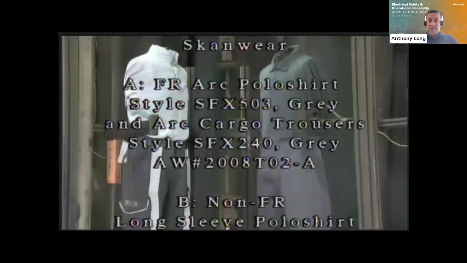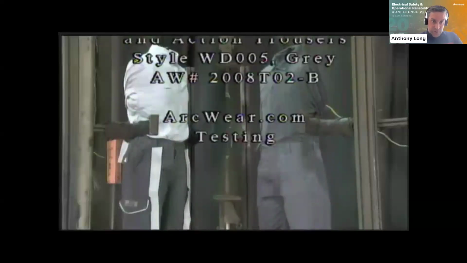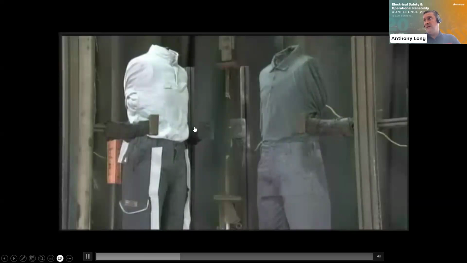In the video, you might be able to see between the 2 garments there are two conductors, and in between is a fuse wire, and there are sensors here and here, either side of the actual mannequins themselves.